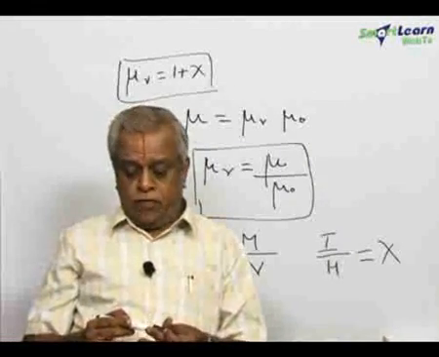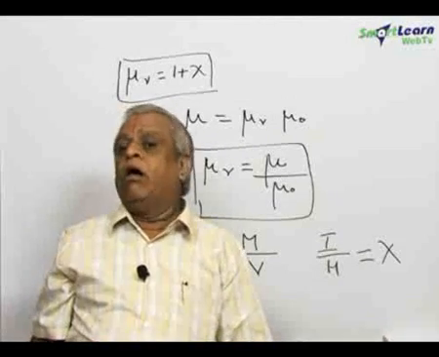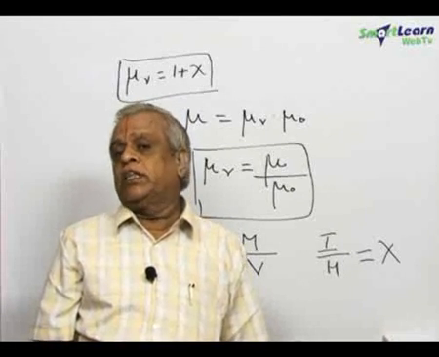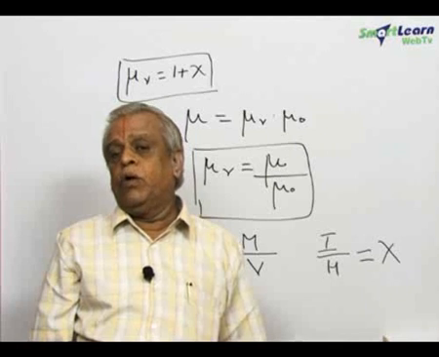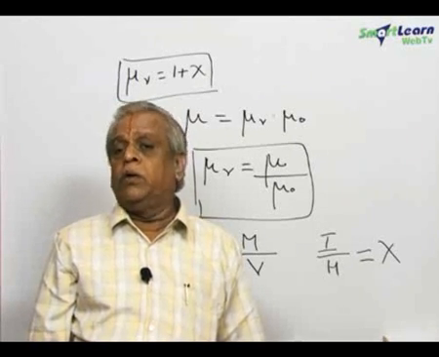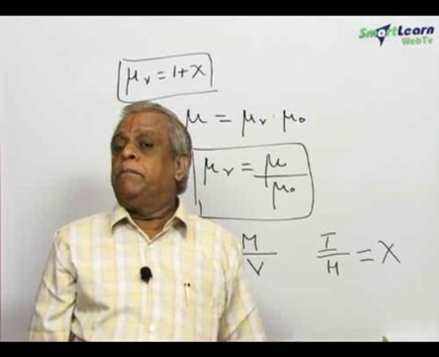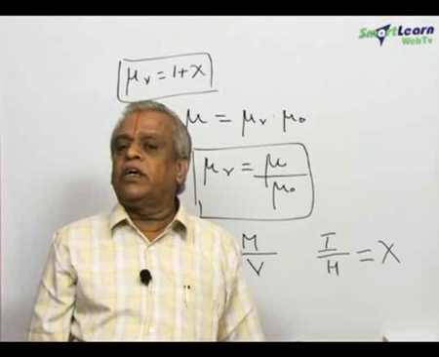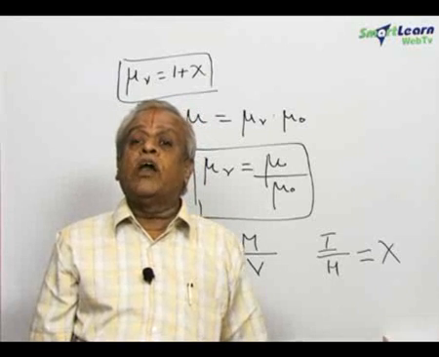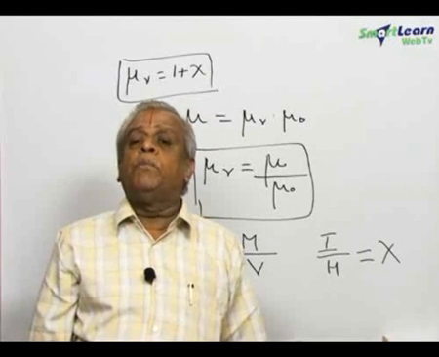On the basis of it, we classify the materials into 3 types. That is, on the basis of mu r or on the basis of chi value, we classify the materials into 3 types. One is diamagnetic: chi is negative, mu r value is less than 1. The second one: chi is positive and mu r is greater than 1. They are known as paramagnetic substances. Some substances have very high positive susceptibility, that is, mu r value is very high. Such substances are known as ferromagnetic substances.